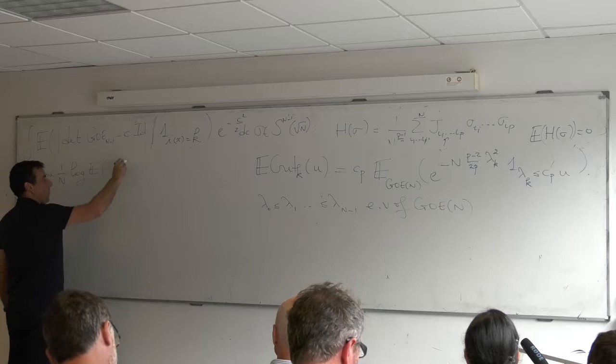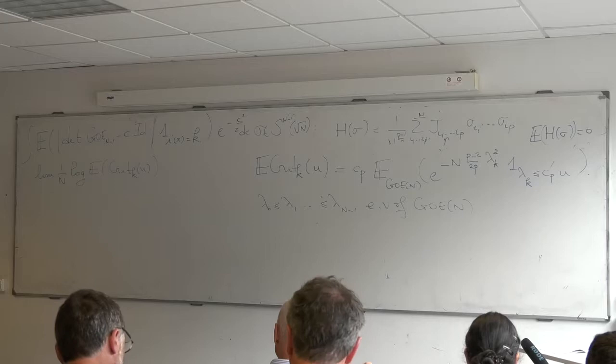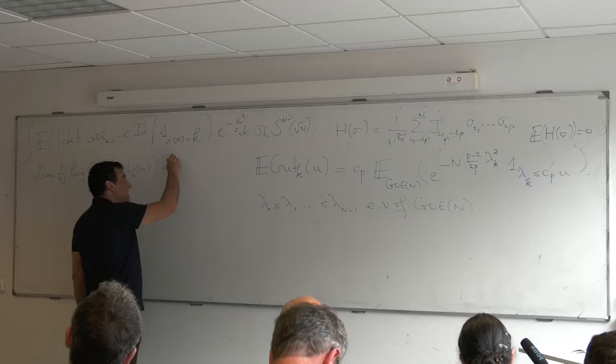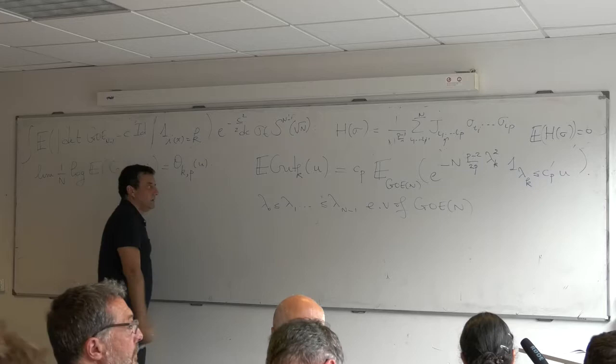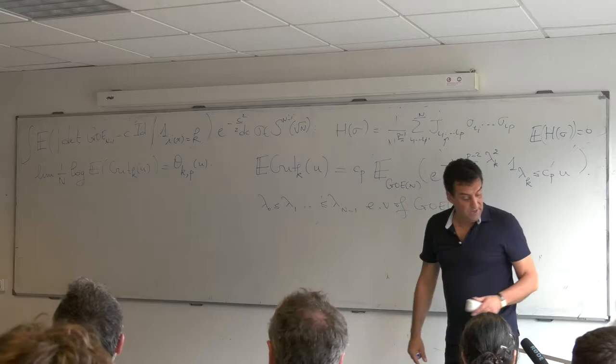Right? That's what we're after. So you see that this limit exists, and it's a certain function, which I will call theta_k,p of u. I will describe what this thing is, but how do you do that?